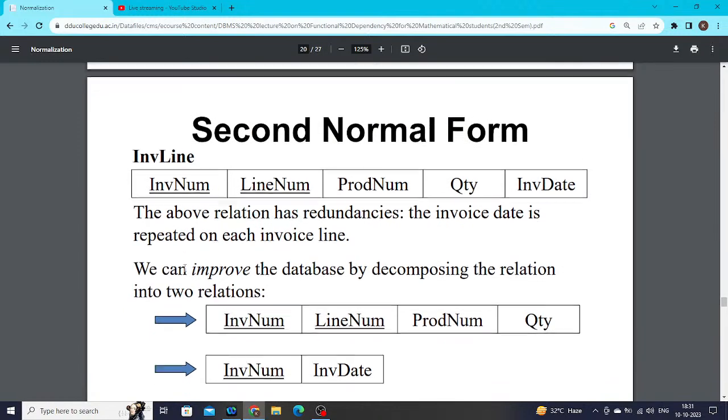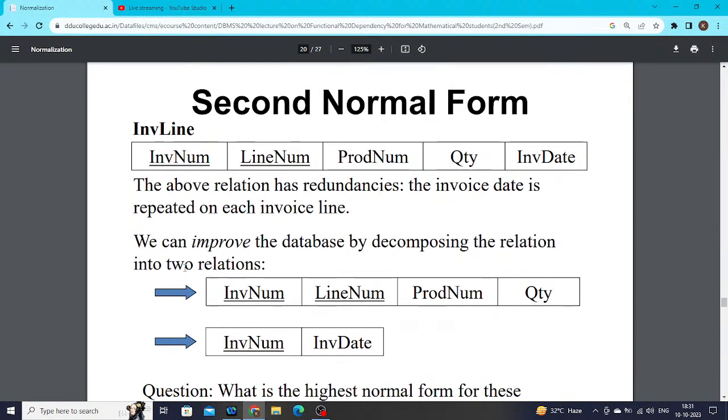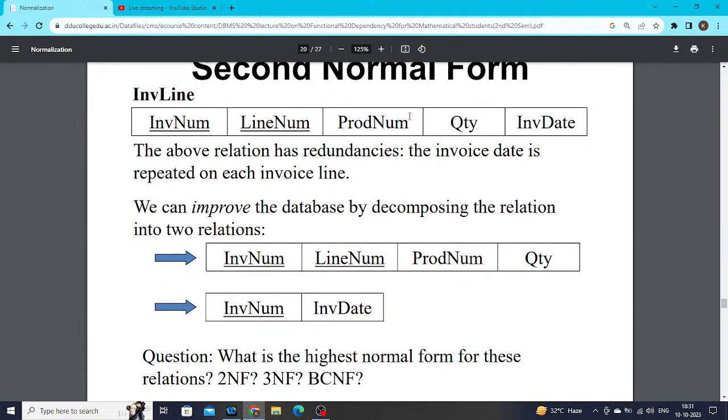Second normal form: the above relation has redundancy, since the invoice date is repeated on each invoice line. So we can improve the database by decomposing the relation into two relations. This is the previous one, and this is the new one. Right now this is good.